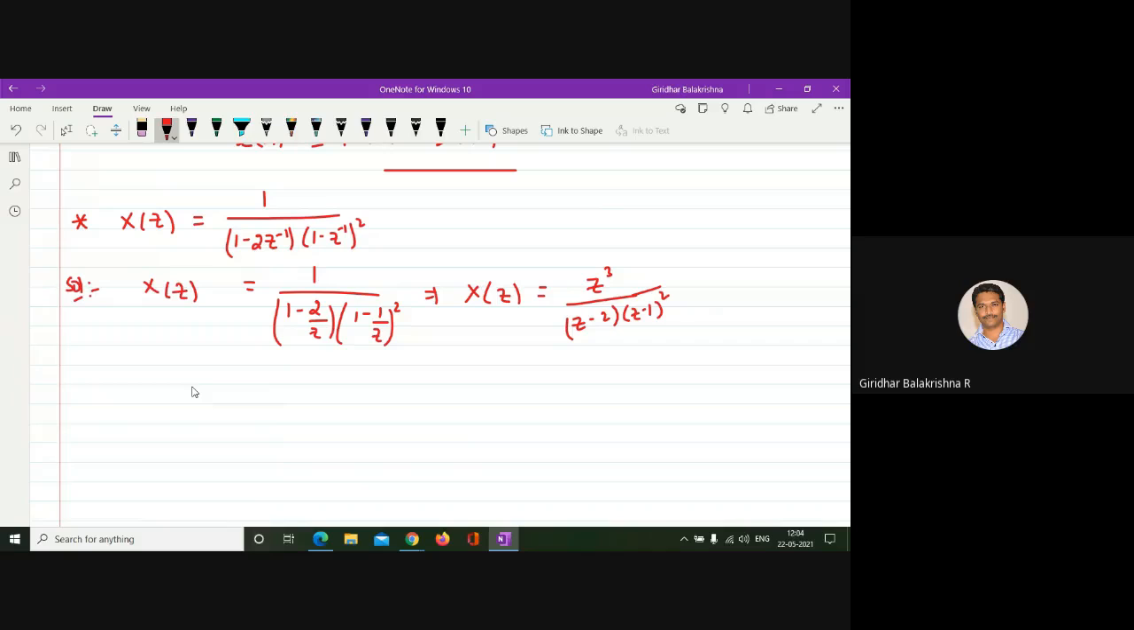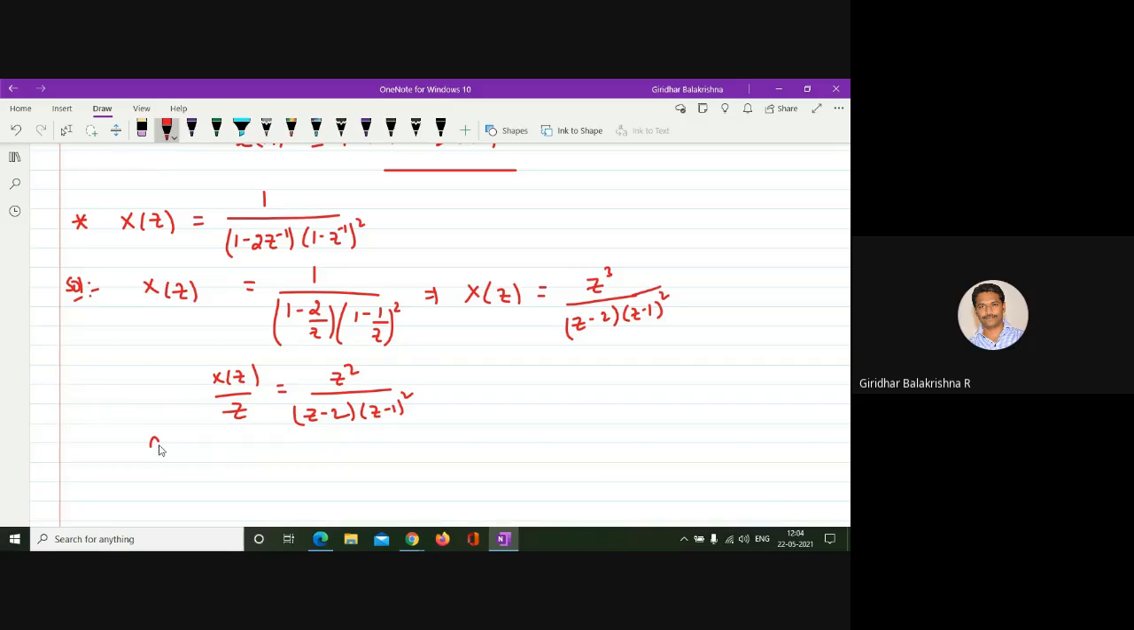Now, after representing X of z, we need to represent X of z by z. What is X of z by z? Divide both sides with respect to z. What happens? X of z by z equal to z square by (z minus 2) into (z minus 1) whole square.